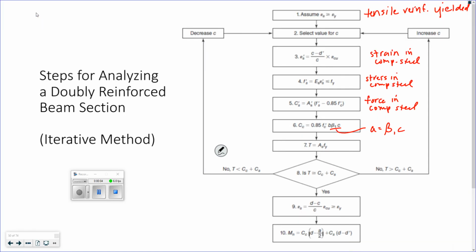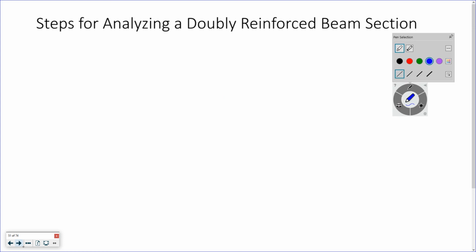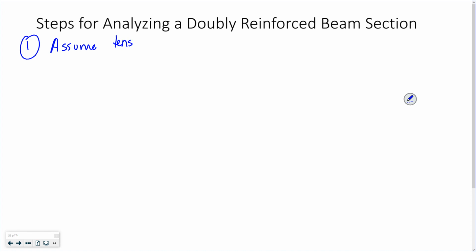All right, so let's do some example, talk about the process for analyzing a doubly reinforced section, which means we have compression reinforcement as well as tensile reinforcement, so top and bottom, and then we'll do an example. So let's see. We're going to make our assumption that our tensile reinforcement has yielded.